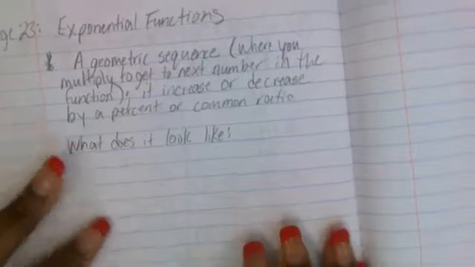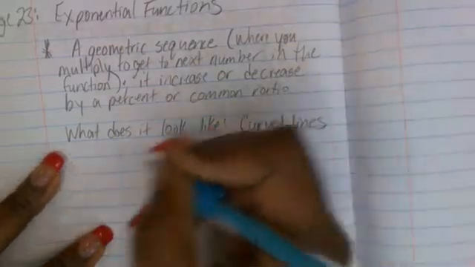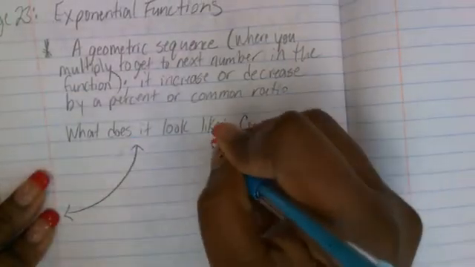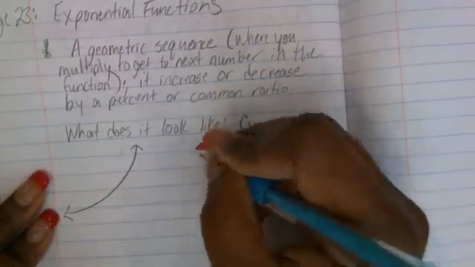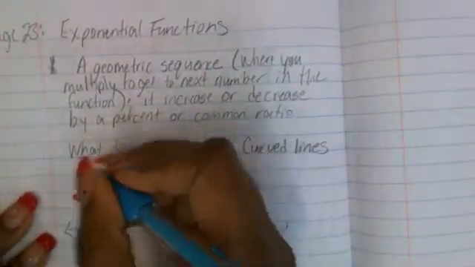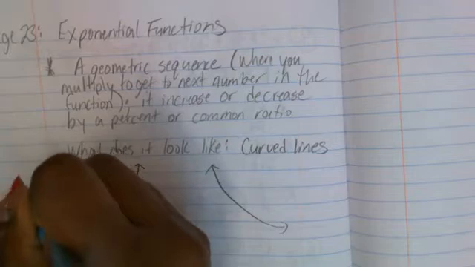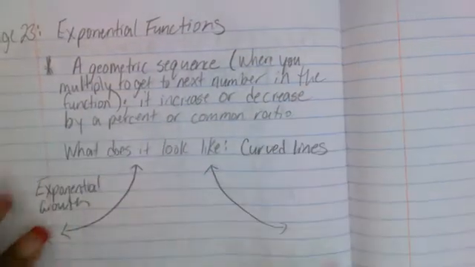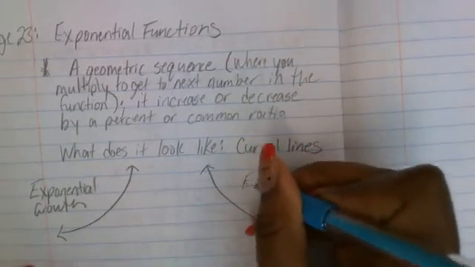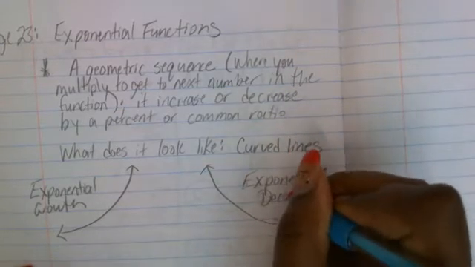Okay, they look like curved lines. Either the curved line is going up or the curved line is going down. It's not a U shape, but it's a curved line. If it's going up, this is exponential growth. And if the curve is going down, this is exponential decay.